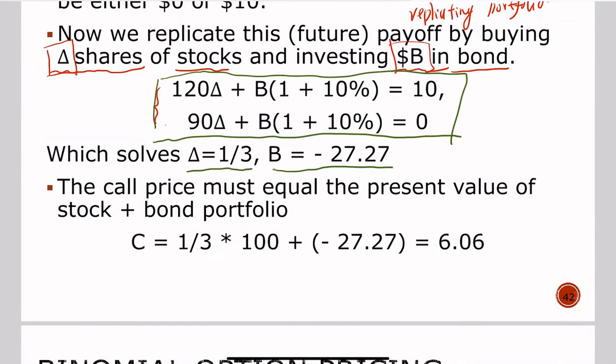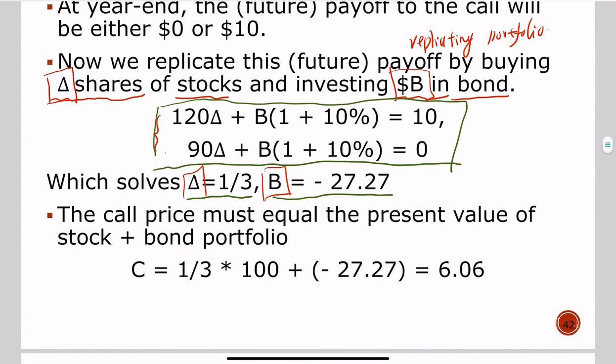Now, after getting delta and B, we can finally find out the price of the call, right? Well, the idea is, because this replicating portfolio has the same payoff as the call, the present value of this replicating portfolio will just equal the call's price, right? So what is the present value of this replicating portfolio?